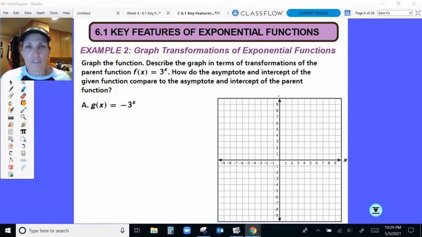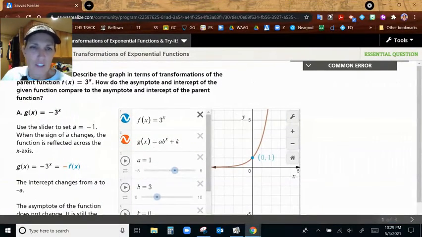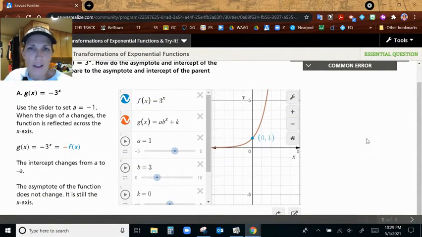We want to be able to identify intercepts, parent function, shifts left and right, and any kind of stretches or compressions or anything of that nature. So I'm going to bring this over here and go through this. Here's my graph of y equals 3 to the x. It's one we just graphed a couple pages ago.